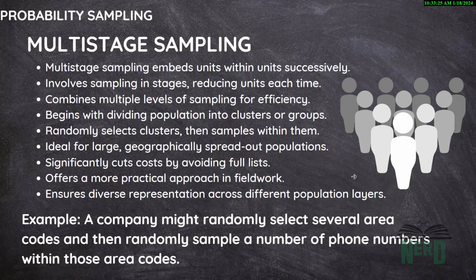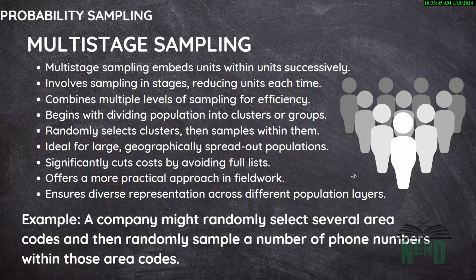Imagine you have a big group of items or people you want to learn about. This is your population, right? Now, diving straight into this huge group can be overwhelming and expensive. That's where multi-stage sampling steps in to make your life easier. And here's how it works.